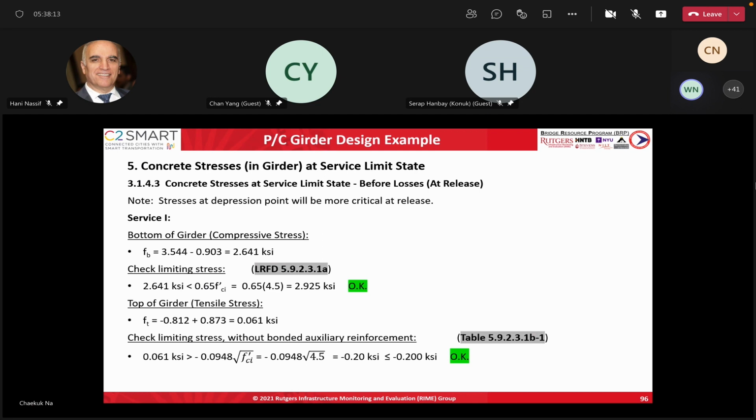Now, the compressive stress at service shouldn't exceed 65% of F prime CI. And we check it and it works. As for the tensile stress, it shouldn't exceed, this is a negative value, this expression, minus 0.0948 square root of F prime CI, and it barely passed. The next one.